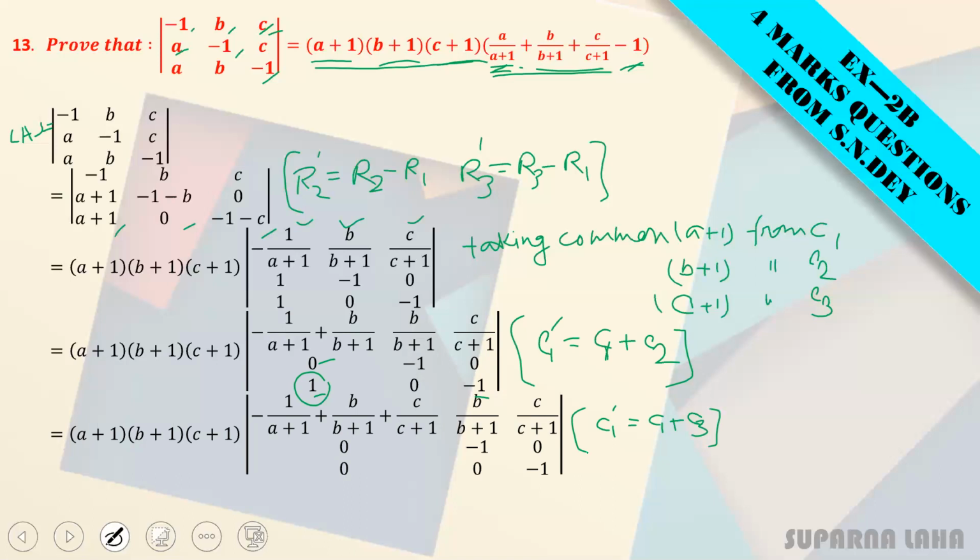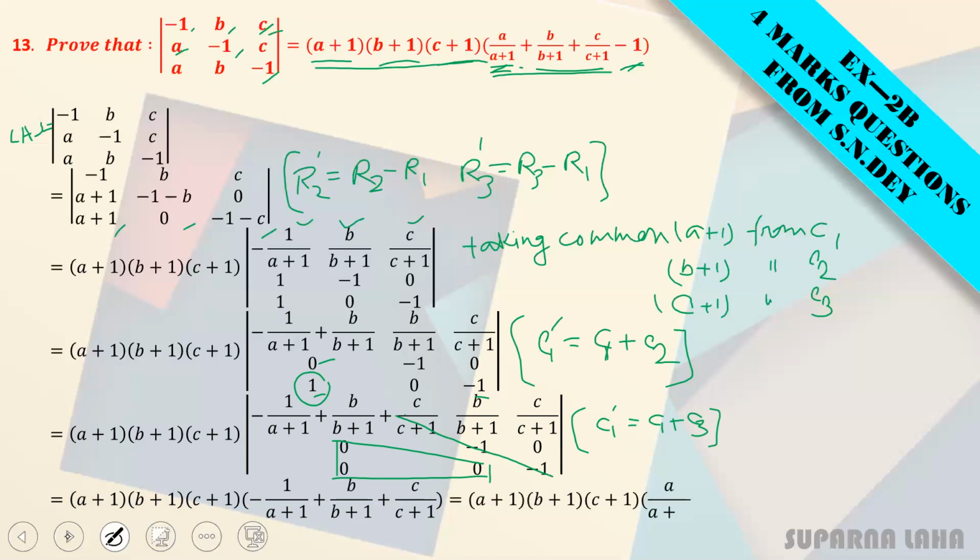Right? So now again, lower triangular. The determinant of a lower triangular matrix is given by just multiplying its diagonal elements. So minus 1, plus 1, and this term, that is minus 1 by a plus 1, b by b plus 1, c by c plus 1. Now minus 1 by a plus 1, can I write this term as a by a plus 1 minus 1? Just take the LCM of these two terms, you will find this one. Minus 1 by a plus 1. Clear? So this is your RHS.